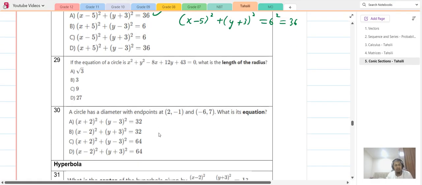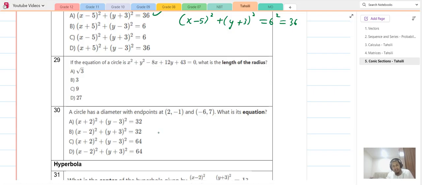Question 29. If the equation of a circle is this one, what is the length of the radius? Again, similar problem to what we had before, completing the square. So we're going to take x squared. You know what, there is an easier way. We can just take -8 divided by 2 and square it. So look at the coefficient of x and the coefficient of y. So we're going to take the 43 over to the other side. We don't care what's on this side because we're trying to find the radius.